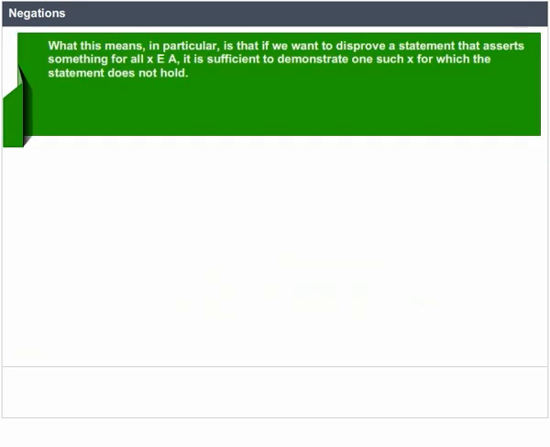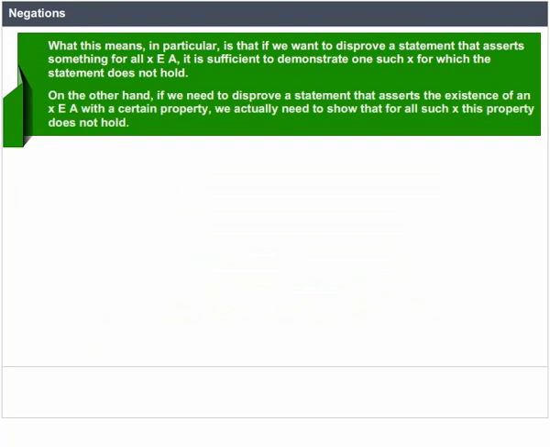What this means in particular is that if we want to disprove a statement that asserts something for all x belongs to A, it is sufficient to demonstrate one such x for which the statement does not hold. On the other hand, if we need to disprove a statement that asserts the existence of an x belongs to A with a certain property, we actually need to show that for all such x this property does not hold.